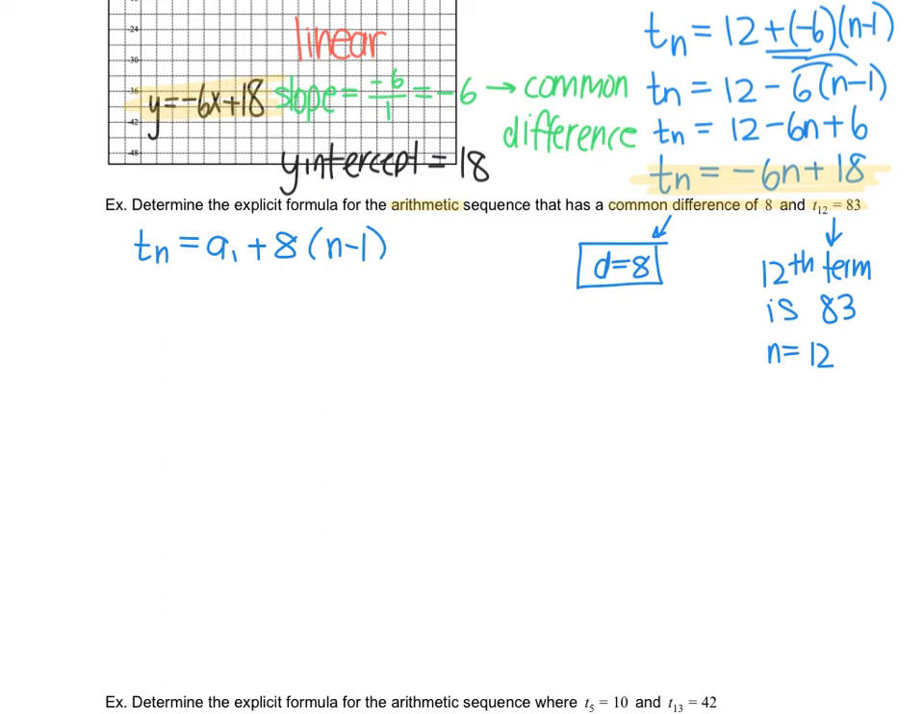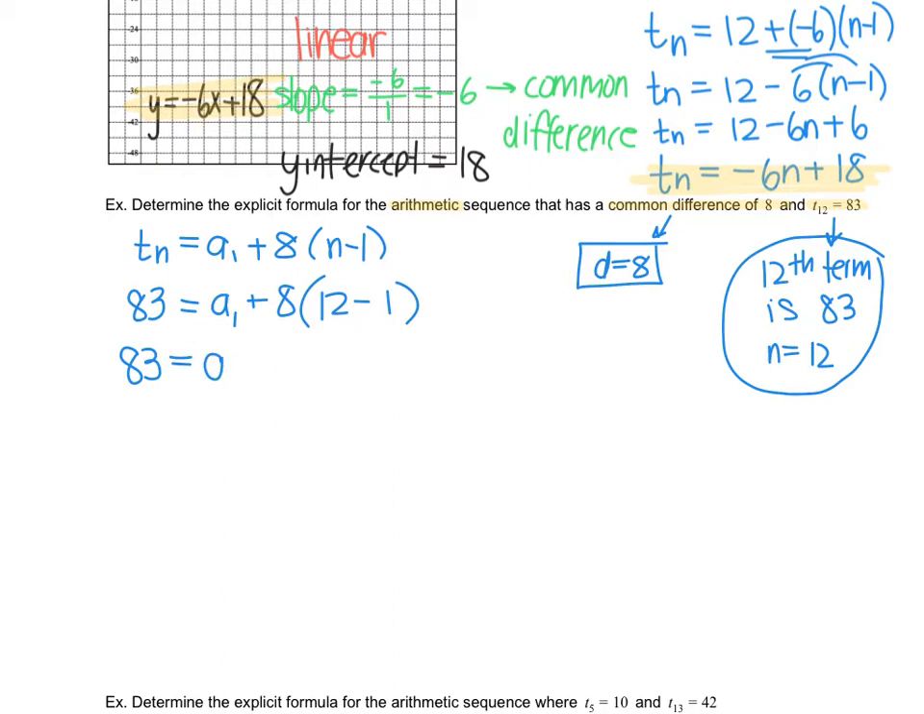So instead, let's use this 12th term. So instead of n, I can put 12. I won't know a1, I'm going to solve for that. And instead of Tn, which represents the number in the sequence, let's put 83 because the number 83 is in the sequence. And now we're just cleaning up and isolating for a1. So 83 equals a1 plus 8 times 11. Make sure you're following your BEDMAS knowledge. Let's simplify the brackets first. Now let's do our multiplication. 8 times 11 is 88.